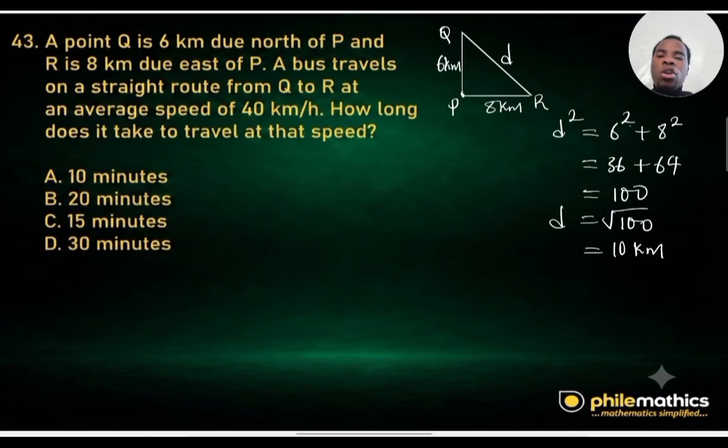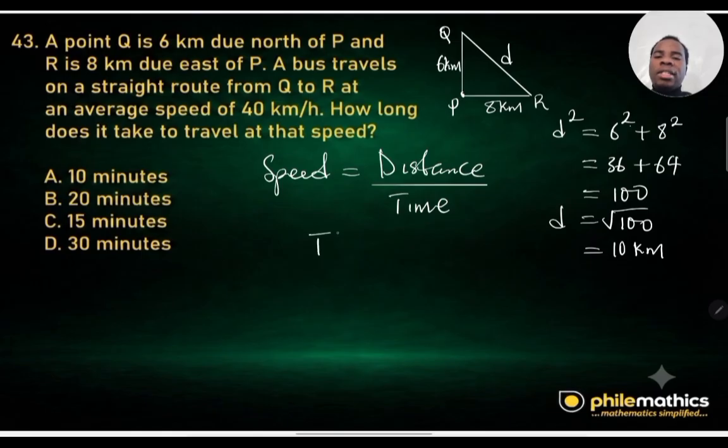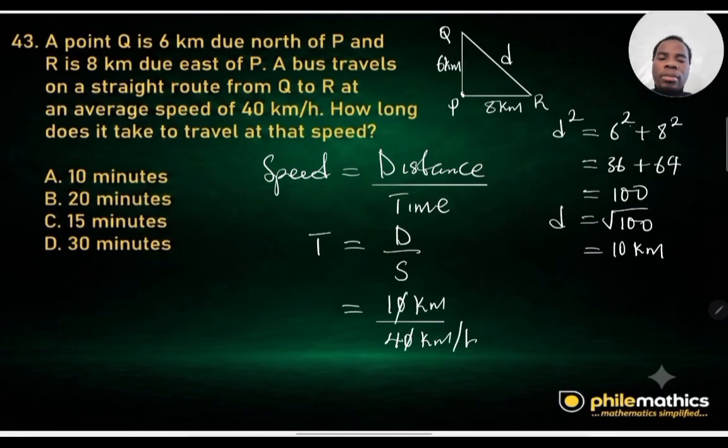Since we are looking for the time, we recall that speed is distance over time. If we represent time as T, T will simply be distance over speed. And our distance is 10 kilometers, and our speed, we are given as 40 kilometers per hour. Now we have 1 over 4 hour.